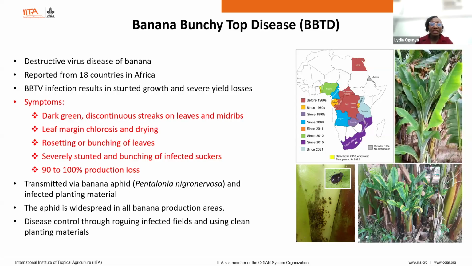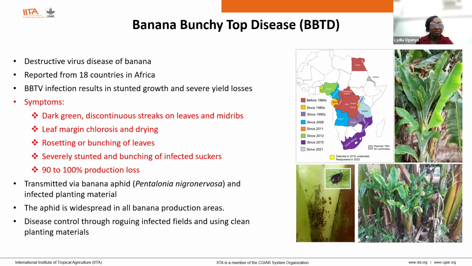The BBTD infection results in stunted growth and severe yield loss. There are cases where farmers have about 100% yield loss, which is a thing of concern for us. What are the visible symptoms when BBTD ravages a farm?